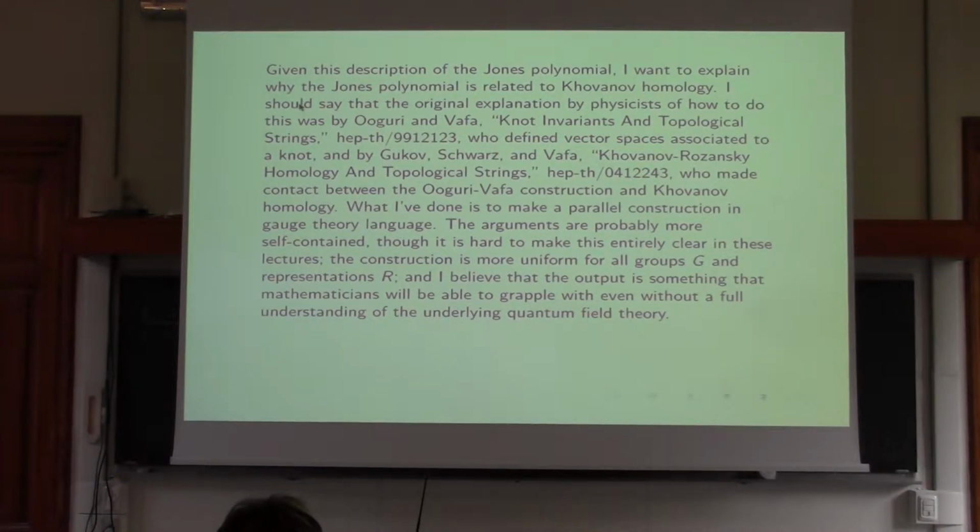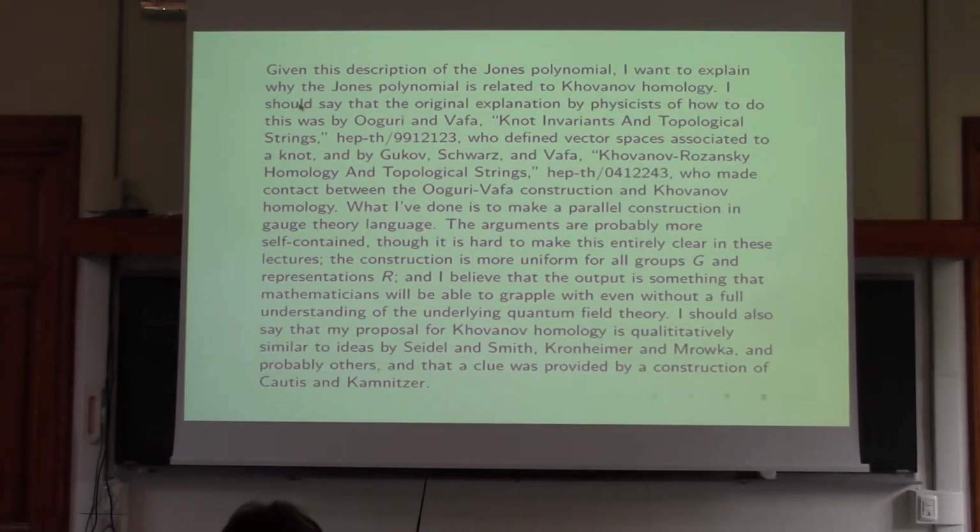What I've done is to make a construction parallel to those, in gauge theory language. Probably the arguments are more self-contained, though it's hard to make that completely clear in just two lectures. The construction is more uniform for all good representations, and I believe that the output is something that can be understood mathematically even without a full understanding of the quantum field theory. I should say that my proposal for Khovanov homology is qualitatively similar to some other ones, and also that I got a clue from work of Caltech and Cambridge.